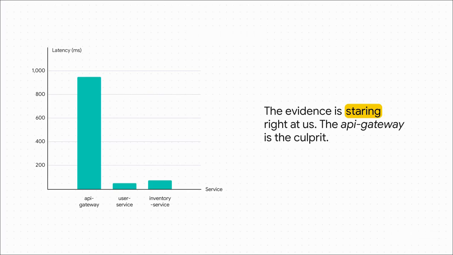So, what's our first move? We pull up our per-service latency metrics, and boom, the evidence is literally staring right at us. The user service and the inventory service, they're lightning fast, well under 100 milliseconds. But look at the API gateway. It's taking almost a full second. We haven't looked at a single log file yet, but we've already narrowed our search from the entire system down to one single service. That is huge.